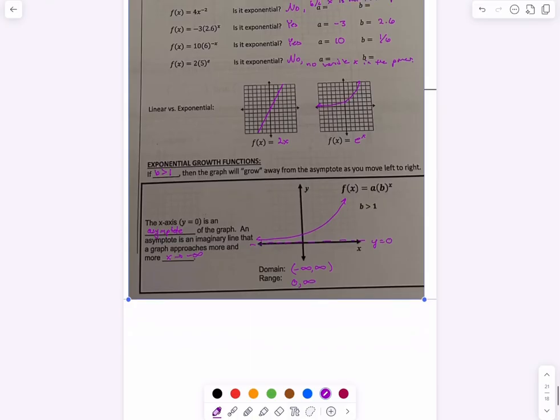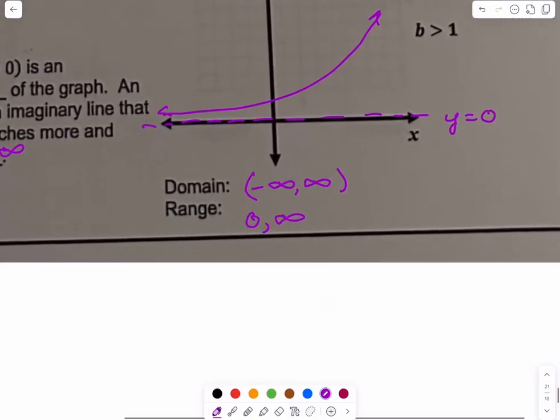Infinity always gets a parentheses. And in this context, because we get infinitesimally close to 0 but we don't reach it, 0 also gets a parentheses.